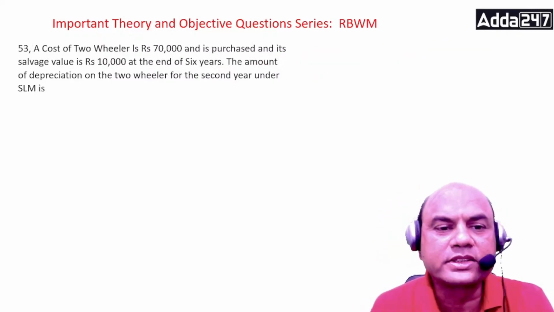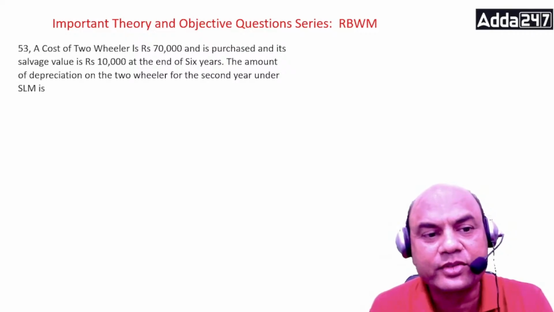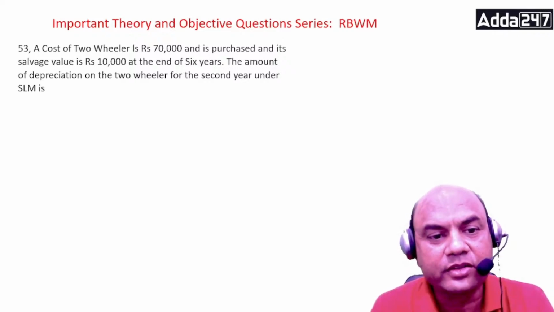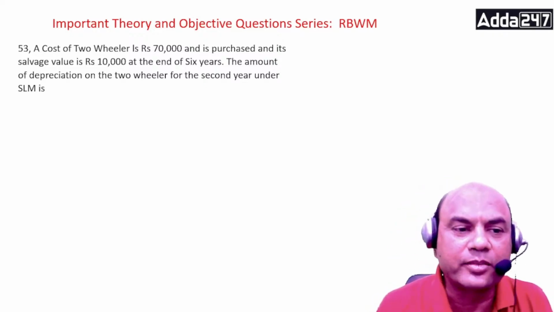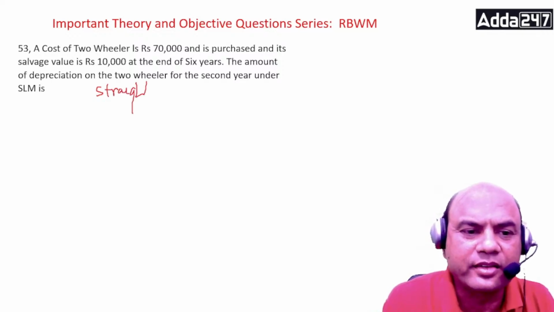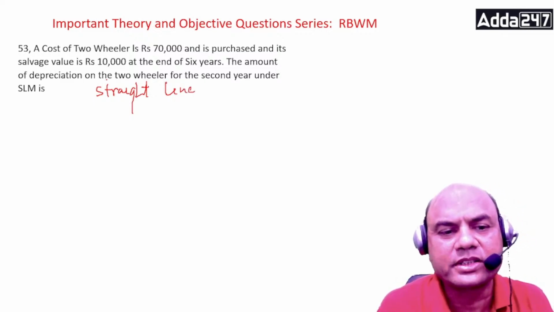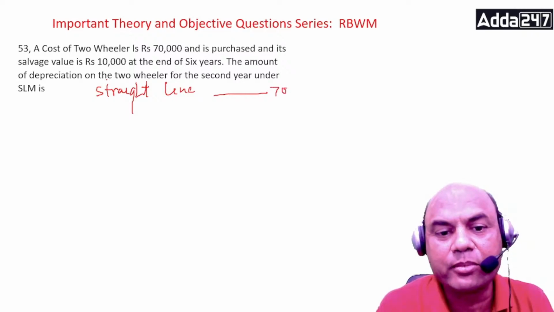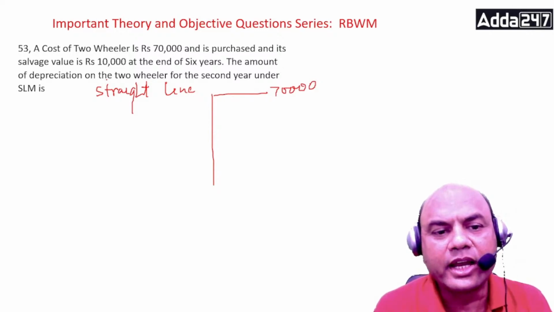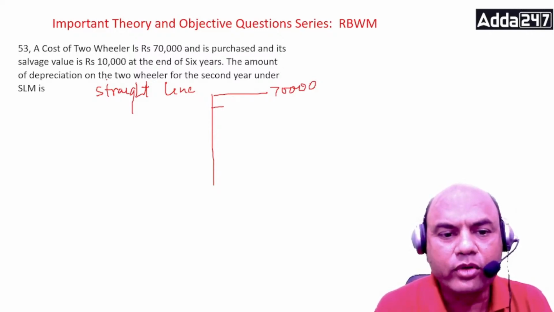The cost of a two-wheeler is 70,000 and its salvage value is 10,000. At the end of 6 years, the amount of depreciation of the two-wheeler for the second year under SLM is, SLM is what? Straight line method. It's the simplest method. So straight line method means, 70,000 is the value when I bought it. Then it goes on for 6 years: 1, 2, 3, 4, 5 and 6.